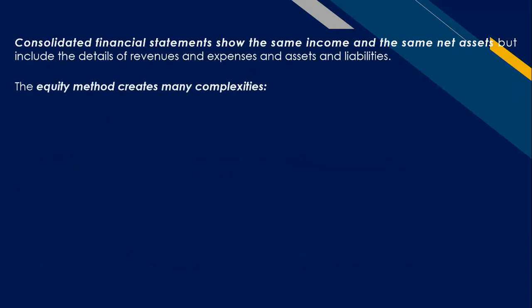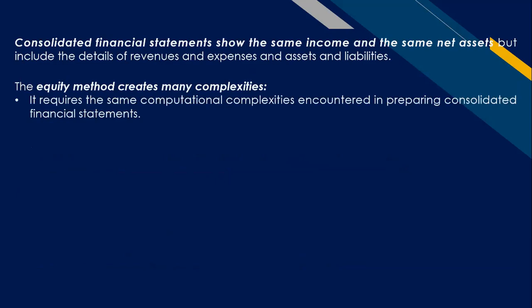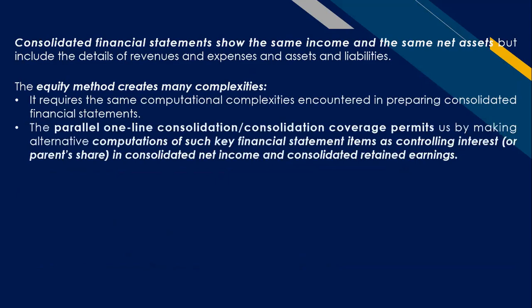The equity method creates many complexities. It requires the same computational complexities encountered in preparing consolidated financial statements. The parallel one-line consolidation coverage permits us to make alternative computations of such key financial statement items as controlling interest, or parent share, in consolidated net income and consolidated retained earnings. So we have the parallel one-line consolidation.